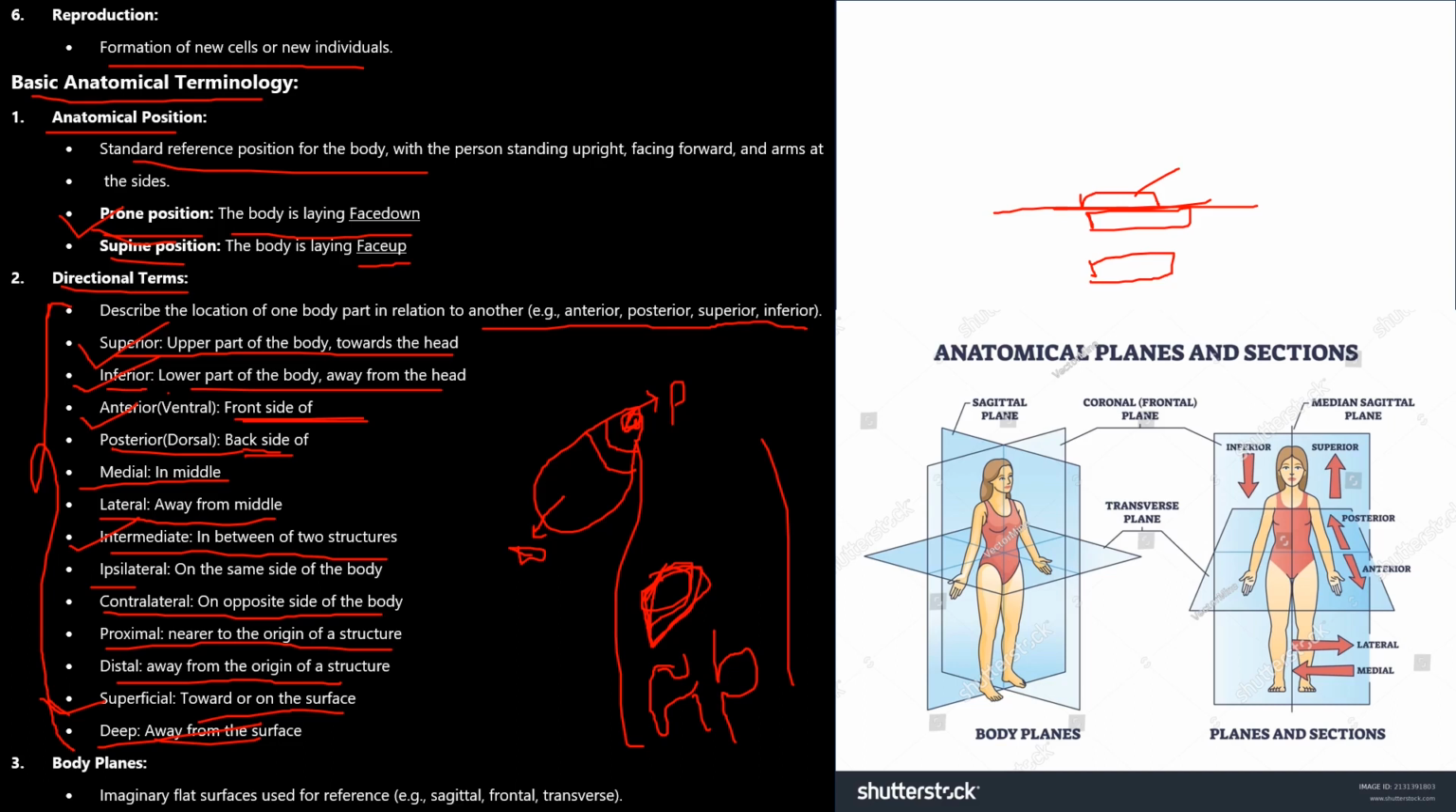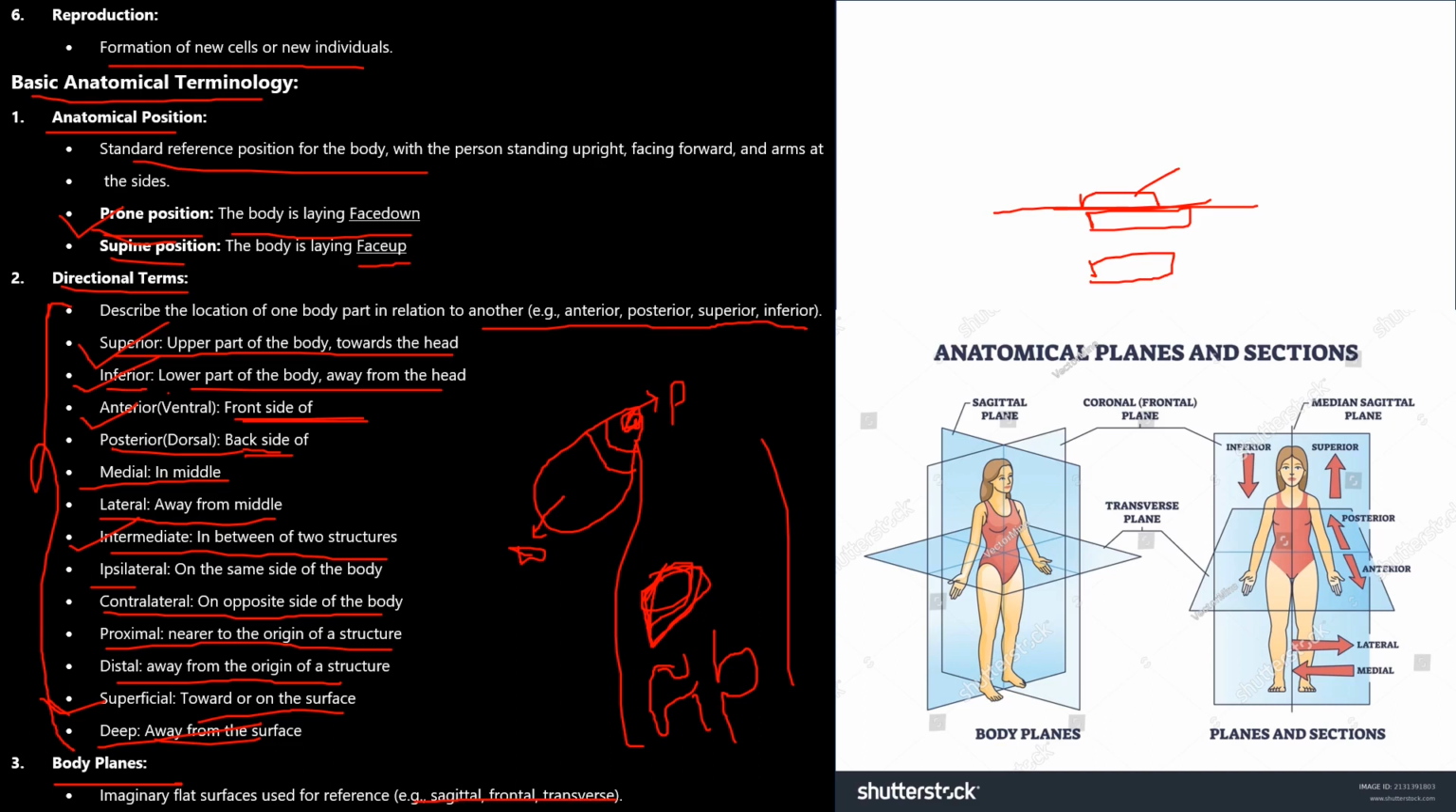Now next we move on to the body planes. A very important topic, because in every aspect of anatomy and physiology, and in the future, like pharmacology and pathophysiology, you are definitely coming across the planes. Planes are imaginary flat surfaces used for reference. Examples: sagittal, frontal, transverse, etc.